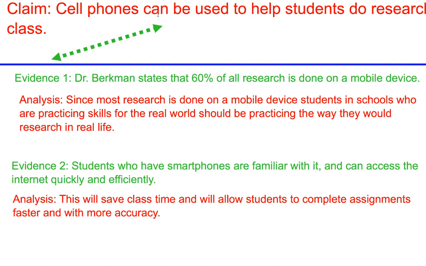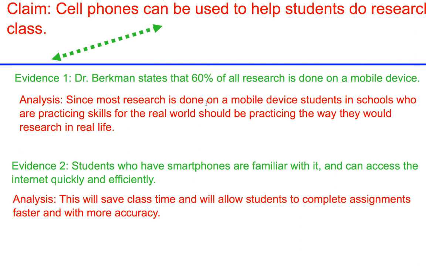But now we need to do a little thinking about that, and what conclusions can we draw from that 60%, or that fact that students are familiar with cell phones? What is the thinking that we can do to put in our paper to make the reader see why that evidence is so important in supporting our claim? So here's some analysis. This is my thinking. This is what the doctor said, and here's what I said.